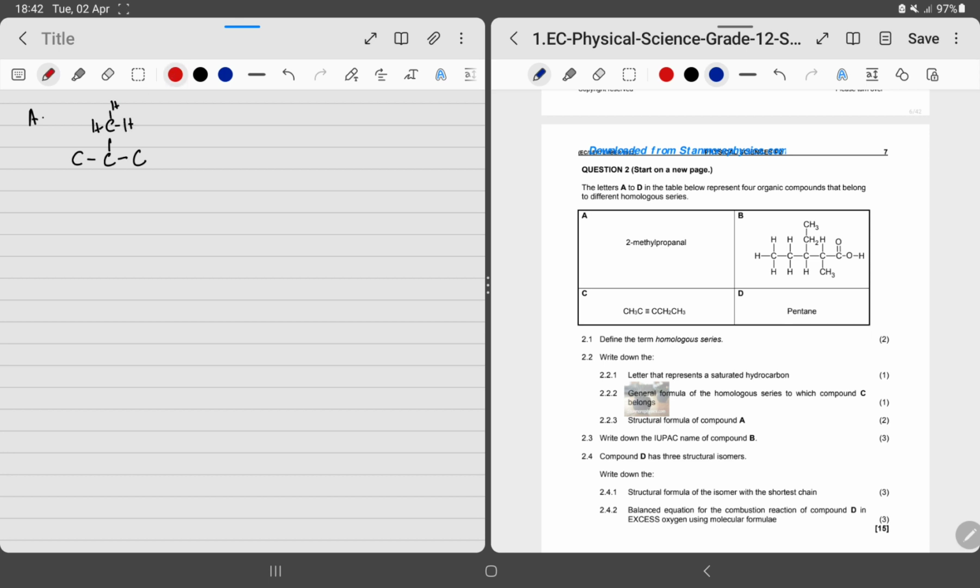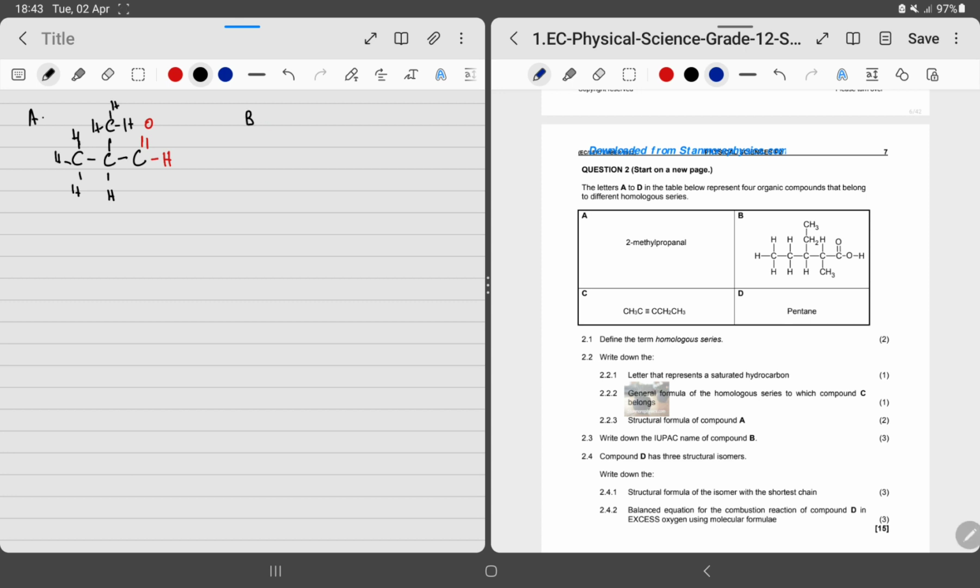And then the functional group of aldehydes, we have the carbonyl group at the terminal carbon. And that's what we have. So that is 2-methyl propanal.